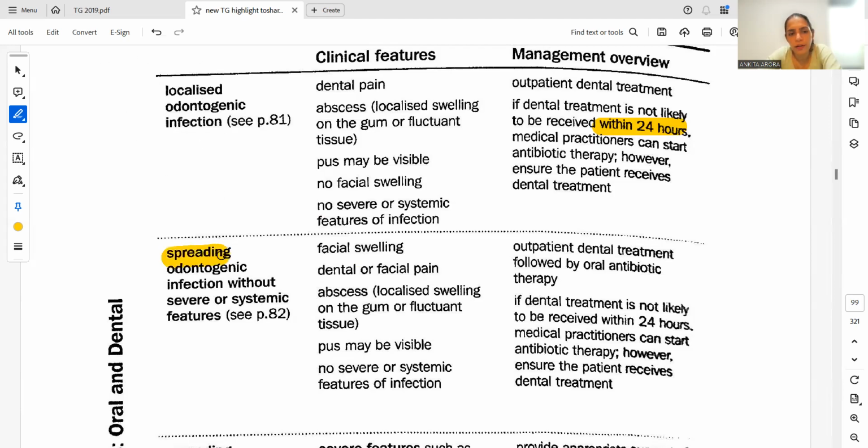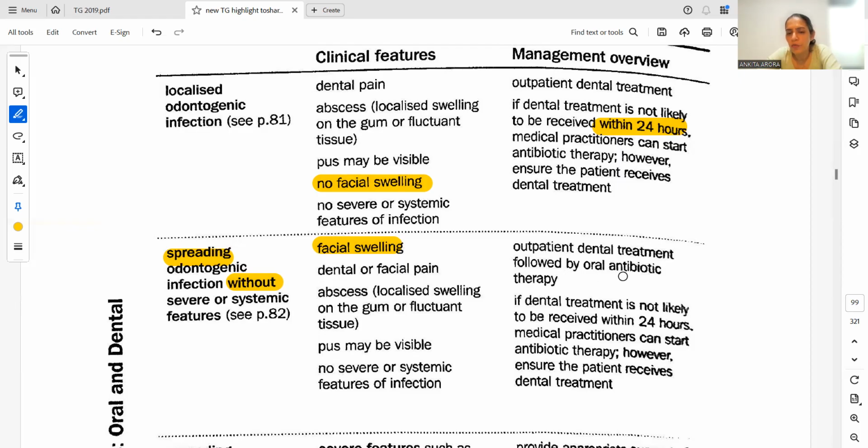Then we have a spreading odontogenic infection without severe or systemic features. In this, the patient would have facial swelling, dental and facial pain. There will be an abscess on the gum or a fluctuant tissue. Pus may be visible. No severe or systemic features of infection. So here it was dental pain only. In localized odontogenic infection, there was no facial swelling per se. But when it is spreading, there is a facial swelling. It's an important difference.